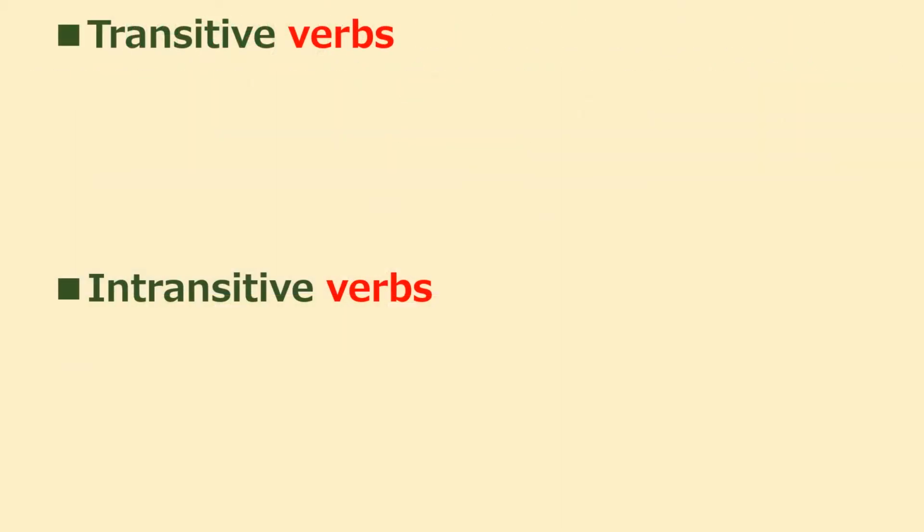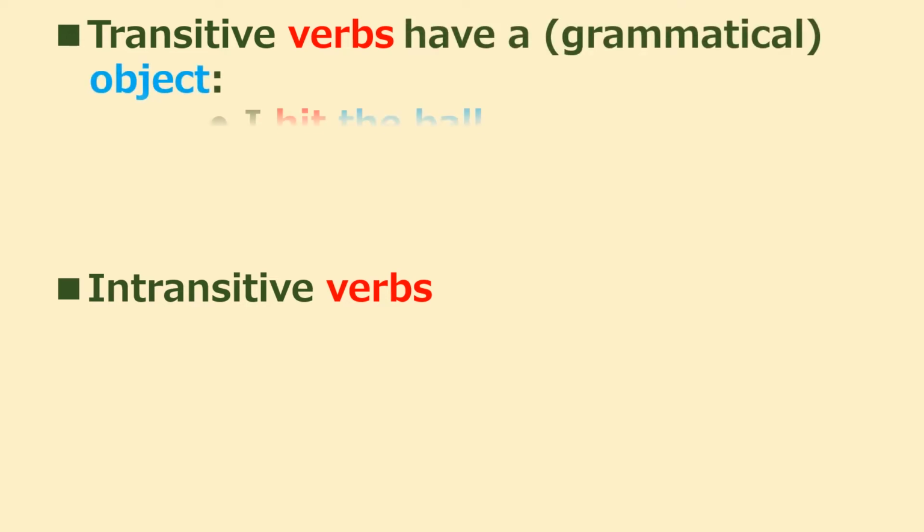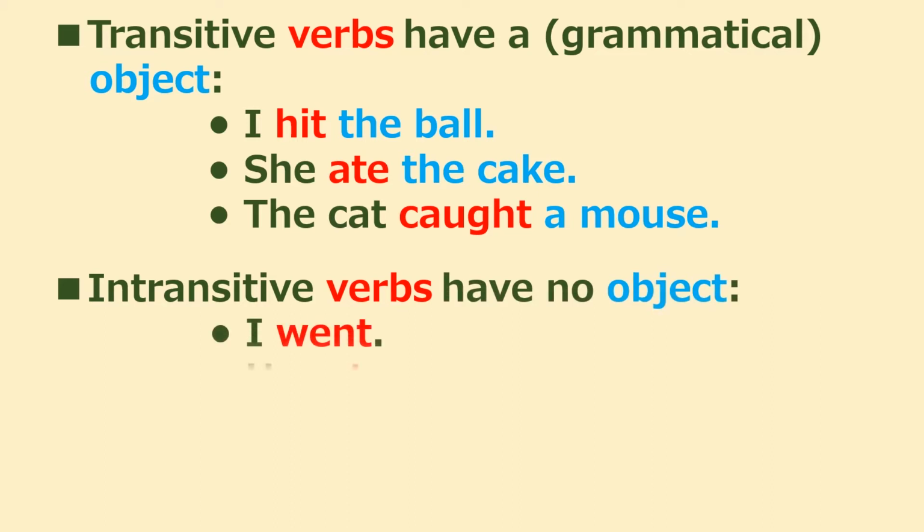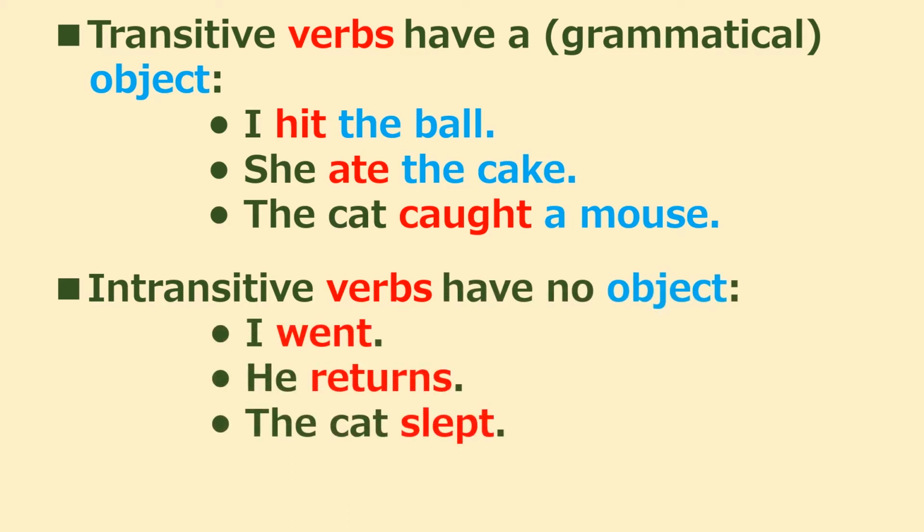To understand how to use Japanese causative verbs, you need to understand the difference between transitive and intransitive verbs. Transitive verbs have a grammatical object, which are the words that indicate the target or receiver of an action. In the following examples, the ball, the cake, and the mouse are all grammatical objects of transitive verbs. Intransitive verbs, on the other hand, have no object, like in the examples.